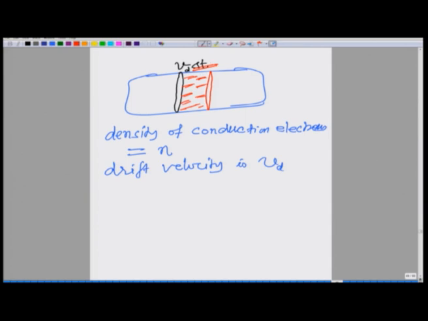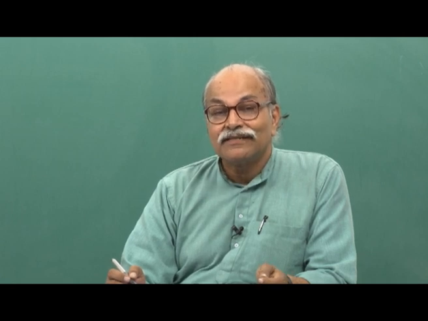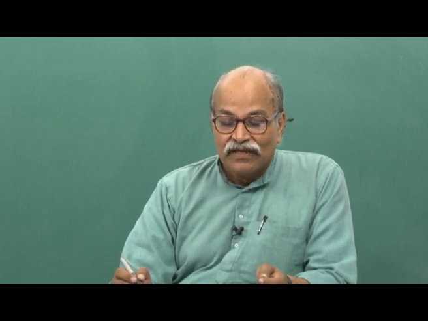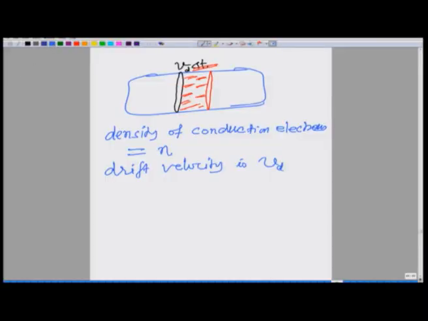Each electron will drift through a distance v_d in delta t, and therefore the electron which is here at time t will reach here at time t plus delta t, and hence in this delta t all these electrons will cross this cross section. So, what is the charge crossing? The charge crossing the cross section in time delta t.